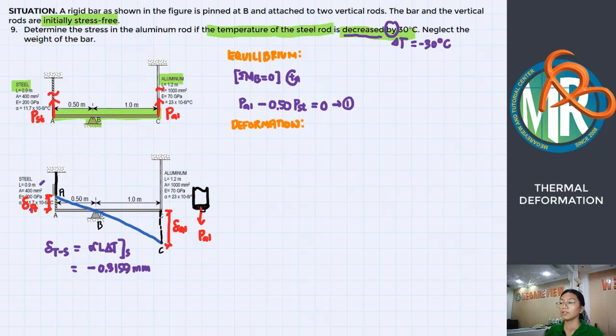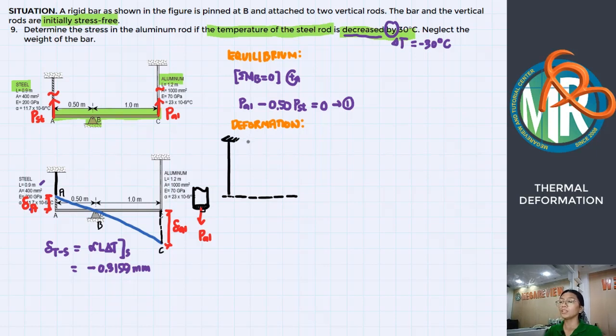patungo dito sa point na to. Bakit yan hindi equal sa deformation due to the temperature change dito sa steel? Kasi titingnan mo, if ito yung ating initial position ng rod, no? Rod ABC. And then ito yung original length of our steel rod.